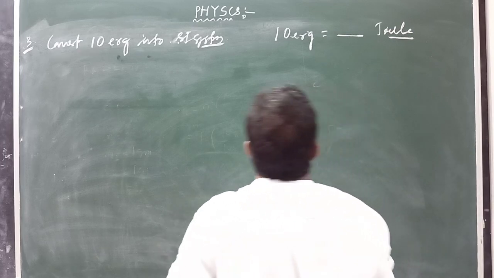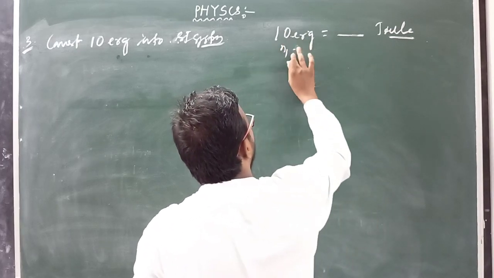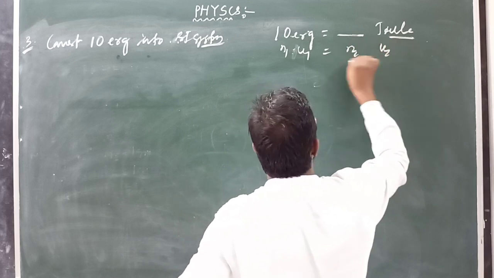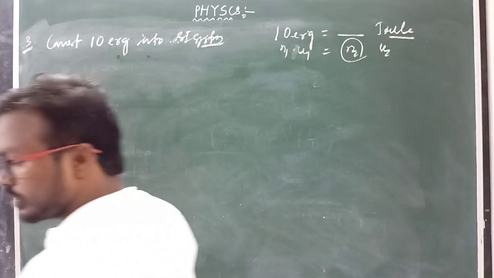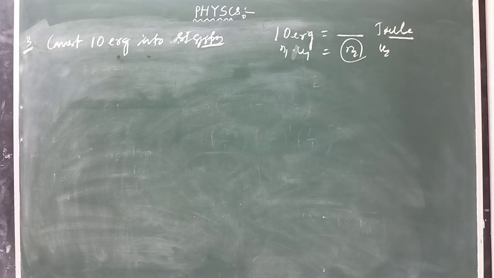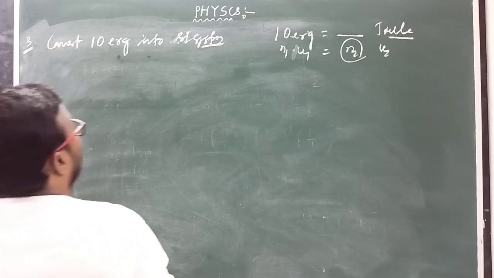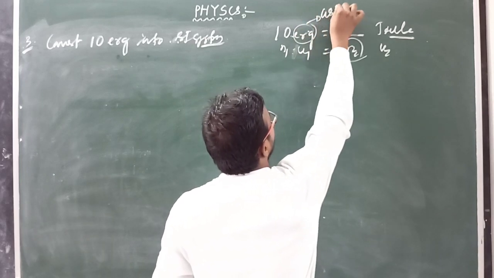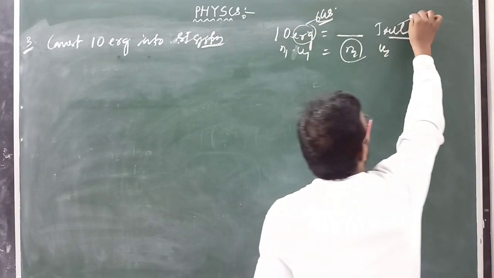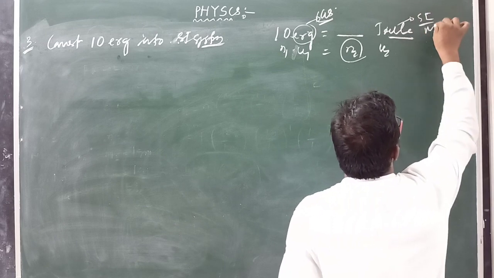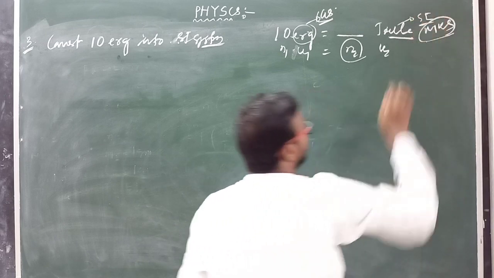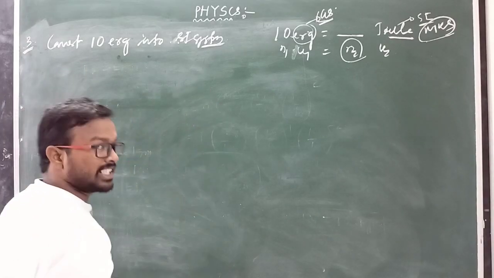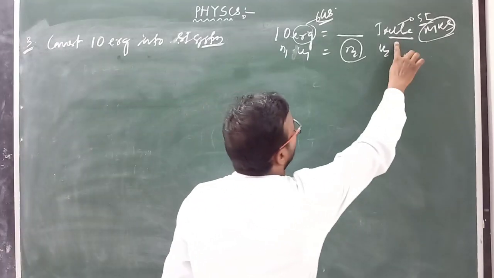Given that here N1 equal to 10 and here U1, but we have to find N2 and here U2, we have to find here first N2. So first we have to identify here erg is CGS system and joule is SI system, or we can write MK system, because MK system is equal to SI system.